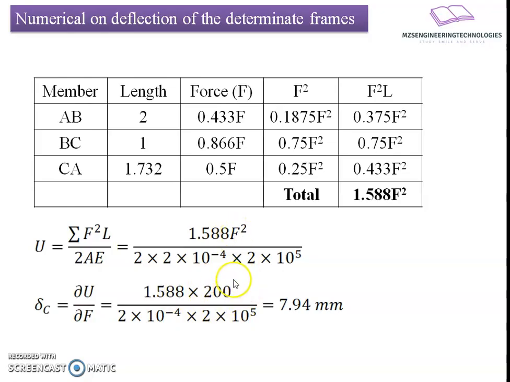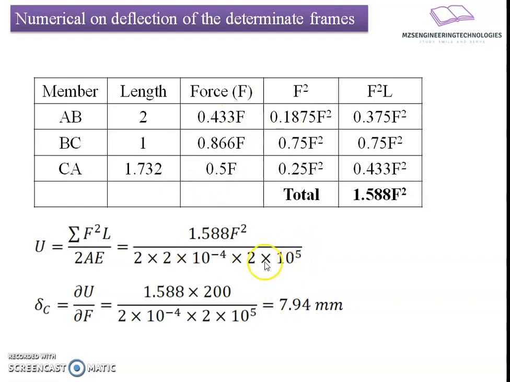Here, instead of writing in terms of F, I have substituted the value of F which we considered as 200, divided by 2 into 10 raised to minus 5. The 2 which comes in the numerator after the derivative gets cancelled with the constant 2 in the equation. What remains is 2 into 10 raised to minus 4 multiplied by 2 into 10 raised to 5, resulting in a value of 7.94 per mm. Likewise, we can find the deflection caused by an external force using the strain energy concept.